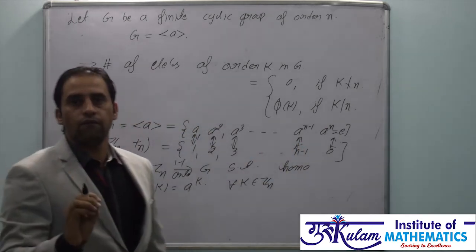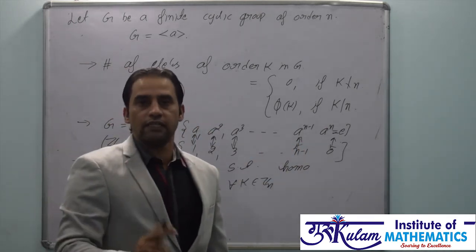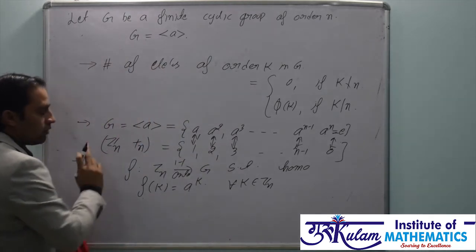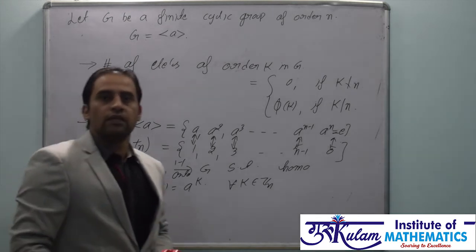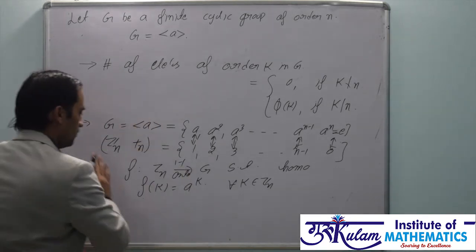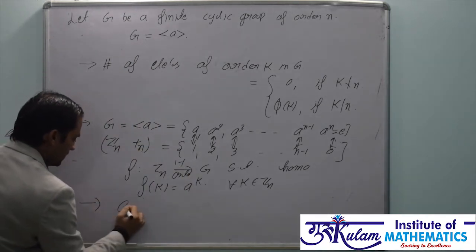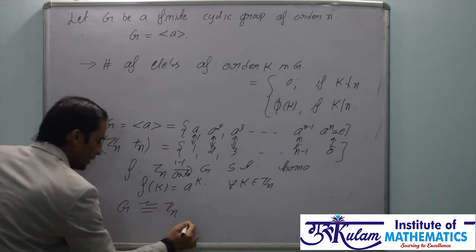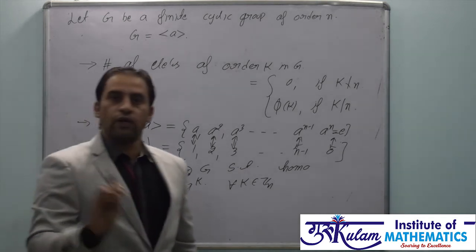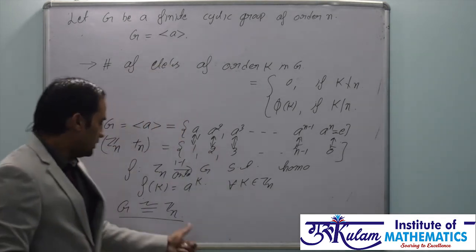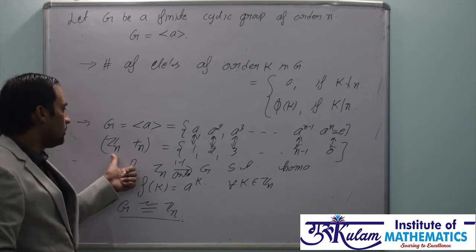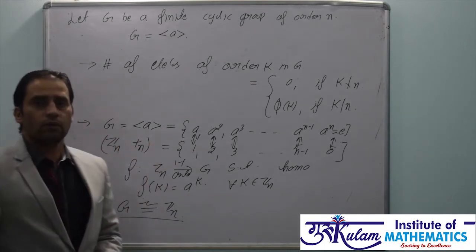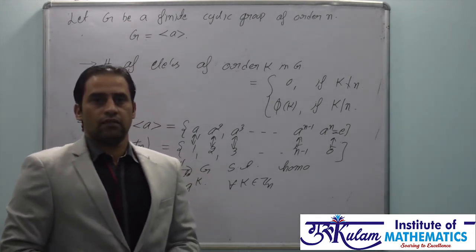This mapping is obviously one-one and onto, and you can easily verify this is also a homomorphism. That is, every finite cyclic group of order n is isomorphic to Zn, the group under addition modulo n. So from this we can write that G is always isomorphic to Zn. You can compare every finite cyclic group with Zn, where Zn is the group with addition modulo n. So these are the most important properties for a finite cyclic group.